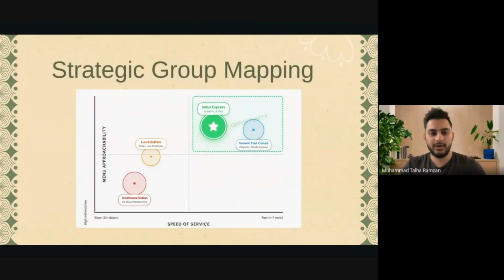Hey, so we're going to go first into the strategic group mapping. Where do we fall on the map? The two main factors that we're considering here are menu approachability and the speed of service. So we basically get these four quadrants. And first, I'm going to be comparing the Indian restaurants.